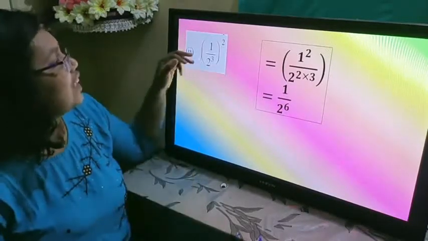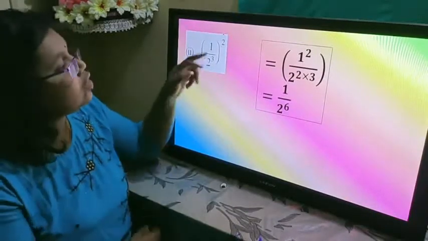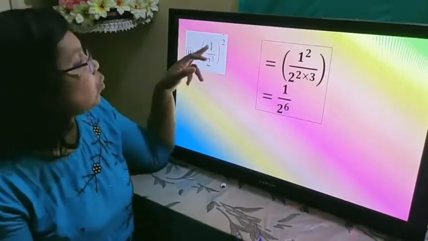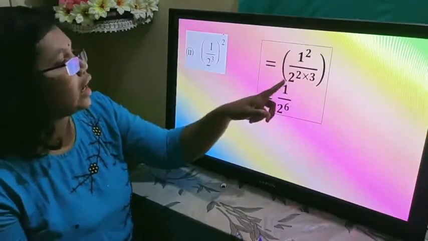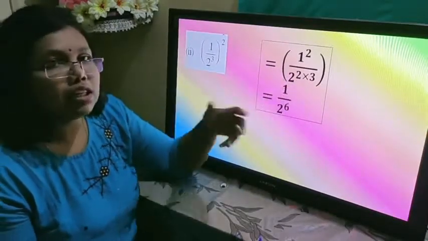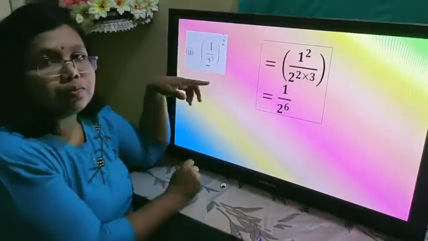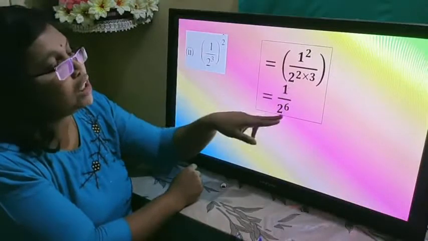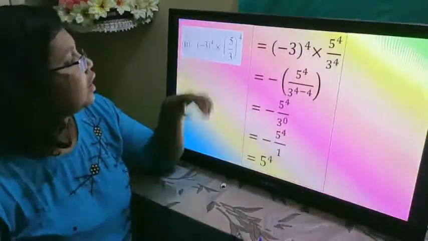Now the next one, 1 upon 2 cube whole square. Here the 2 square applies to the 1 and to the 2 cube also. That means 1 squared, and for the 2 it is 2 into 3, like we had seen in the multiplication of exponents. 2 cube raised to 2, that is 2 3s are 6. 1 upon 2 raised to 6 would be our answer.